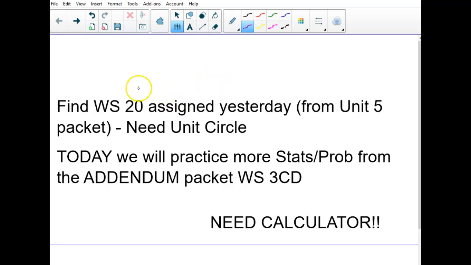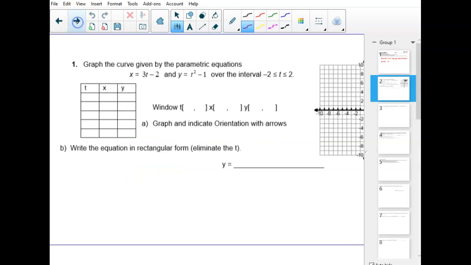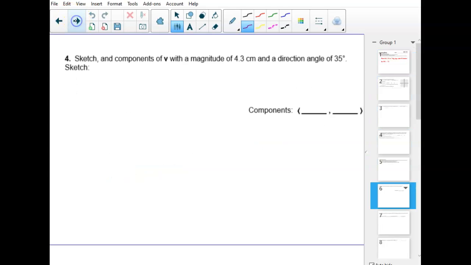So yesterday's assignment was to finish Delta Math on polars, but also to look at worksheet 20 from the Unit 5 packet, and to do, was it 4 through 13? Does that sound like the numbers assigned? Okay. You don't know how to do parametrics yet, but part of that was vectors, and so I'm going to start by looking at that worksheet. So worksheet 20, you were to do number 4 through 20.